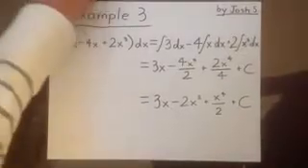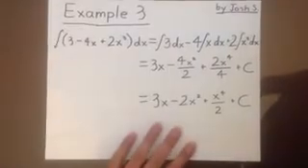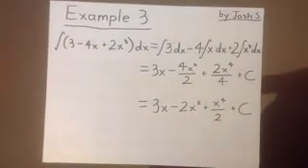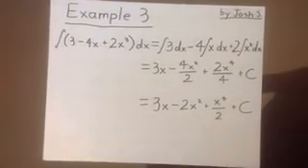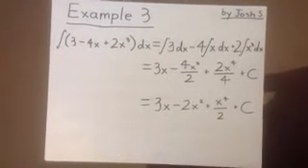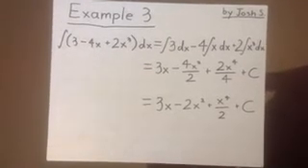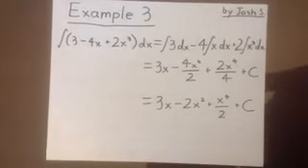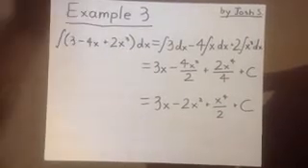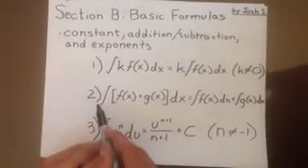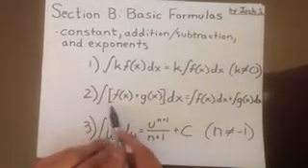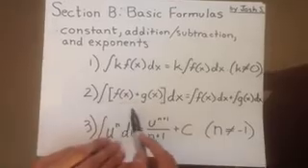Okay, so let's take a look at an example. We have example 3 in the Barron's book. The integral of parentheses 3 minus 4x plus 2x cubed with respect to x. So as seen in section B right here, we can apply formula 2, which states that you can separate any functions.